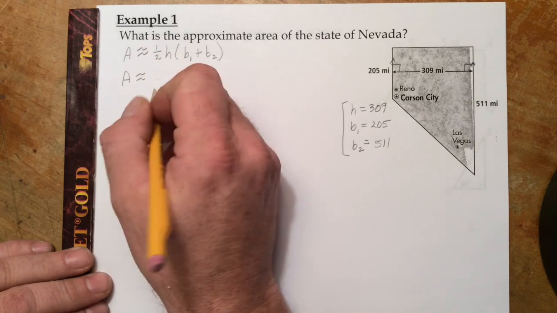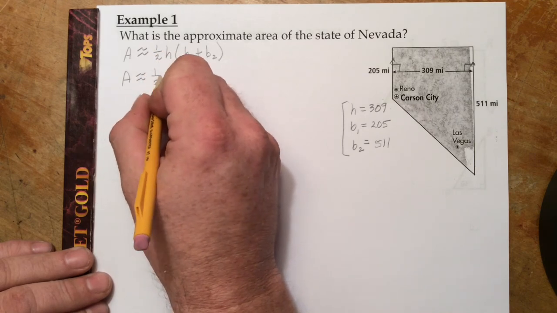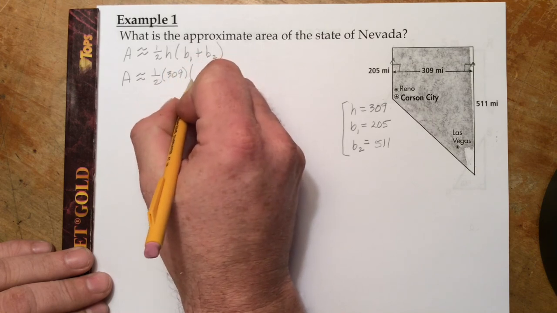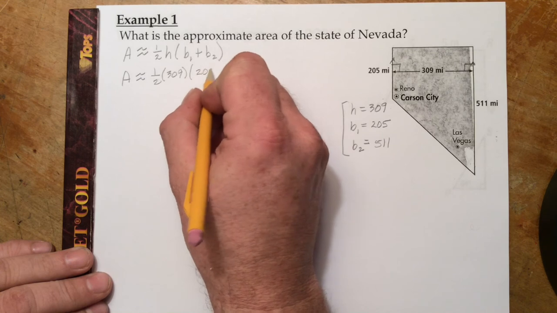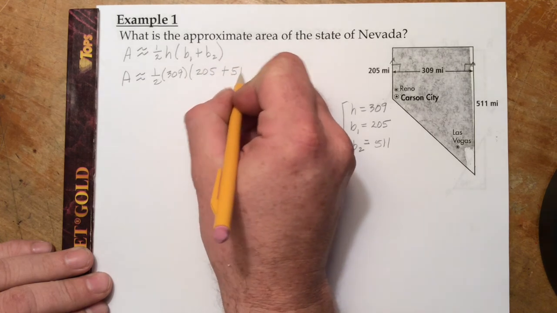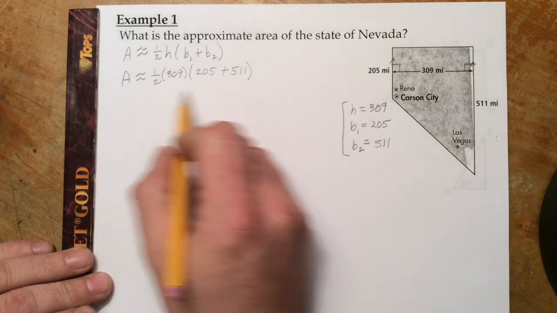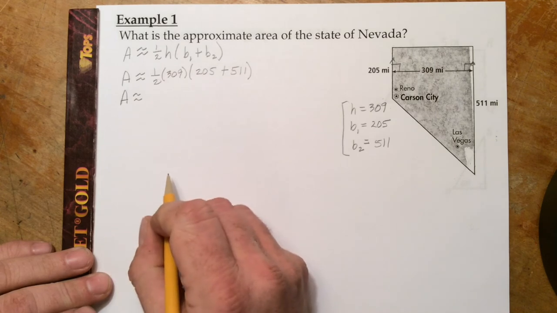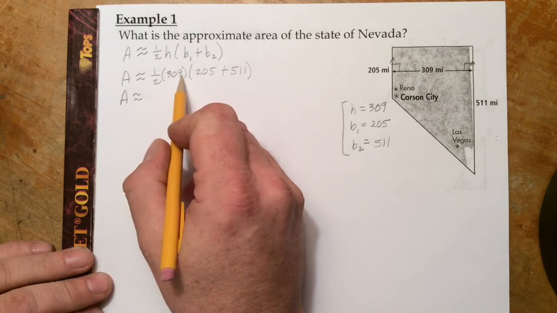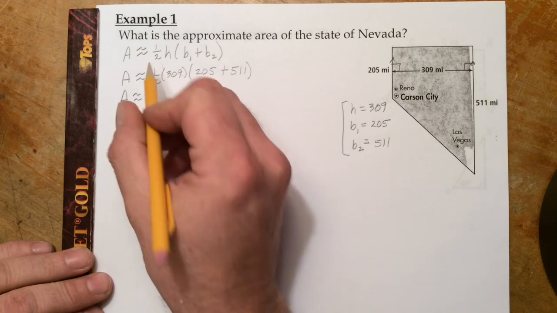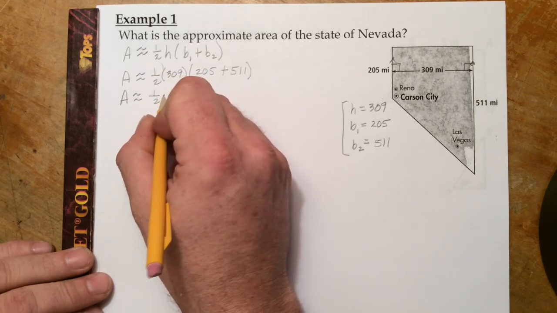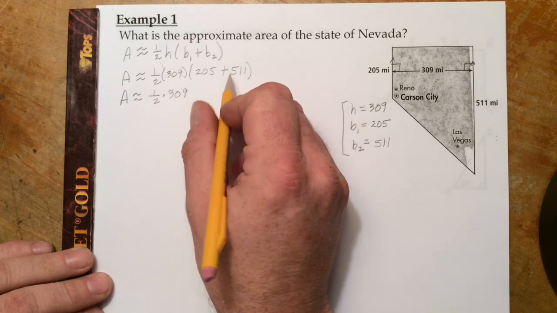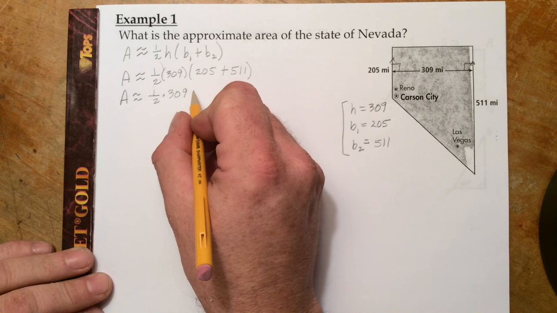The area of this trapezoid, representing Nevada, would be 1/2 times the height, which is 309, times the sum of the two bases, 205 plus 511. So there's the formula plugged in with all the values. So then at this point, notice that 309 is an odd number. 2 won't go into it, so I'll keep the 1/2 for a moment times 309. Then I've got to add these anyway because they're in parentheses. When I add those two up, we get 716.